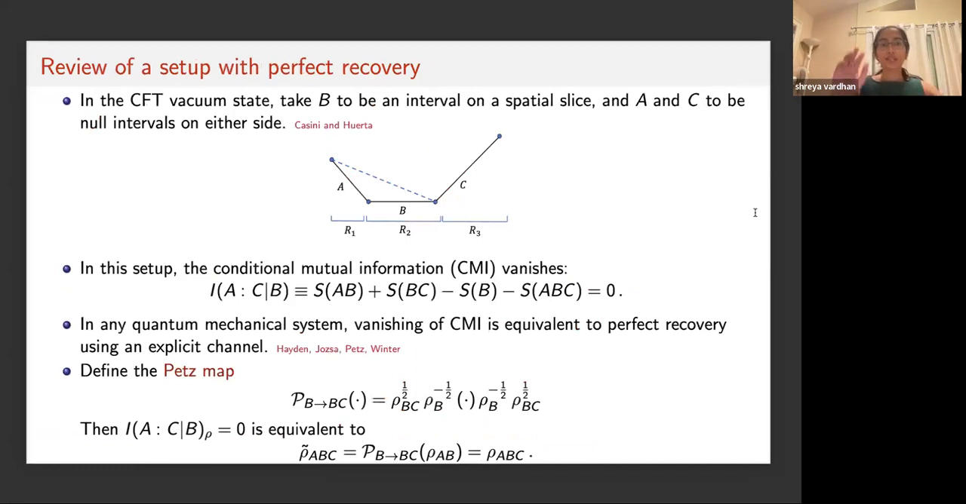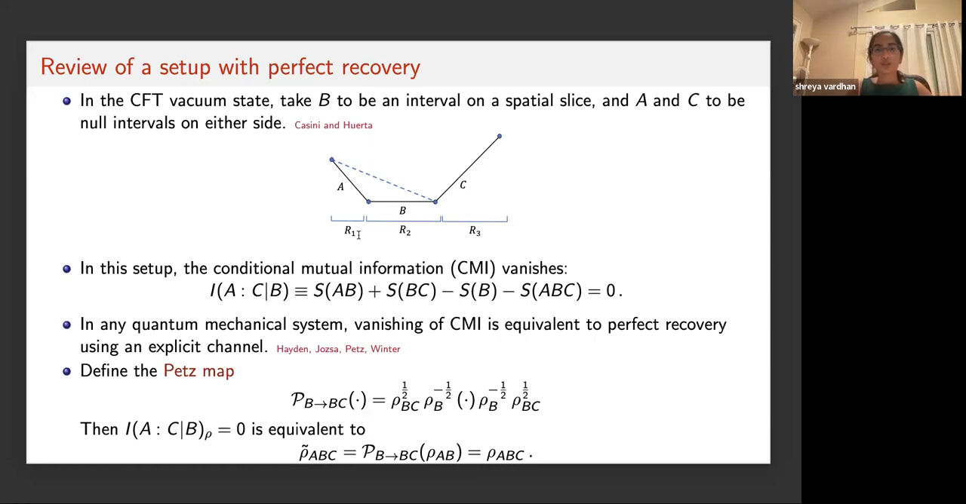So like I said, we would first like to see if there are any setups where you can have perfect recovery. And indeed, the answer is yes, even in a quantum field theory. This setup was identified by Cassini and Huerta several years ago. So again, we consider the vacuum state of a CFT, and we take A, B, and C to be three adjacent intervals, but now we take B to be an interval on a spatial slice, and A and C to be null intervals on either side.